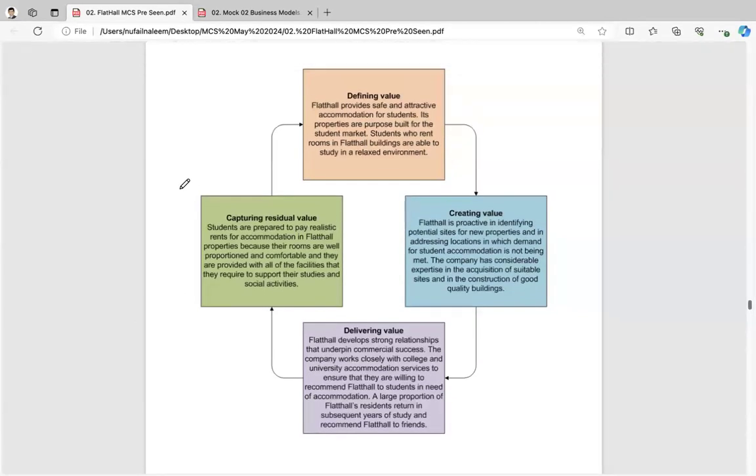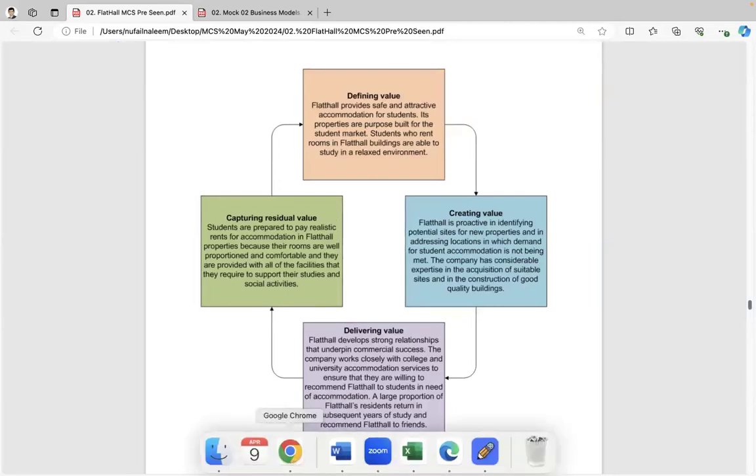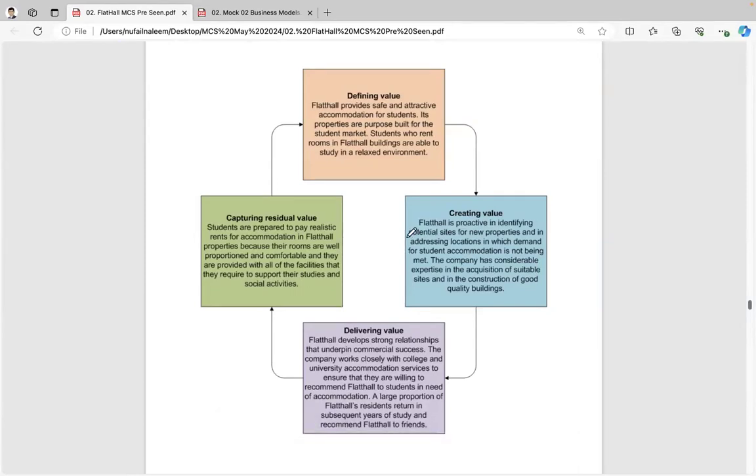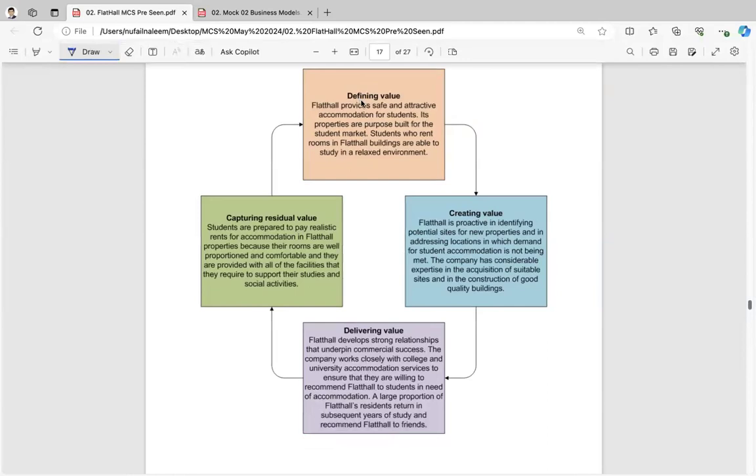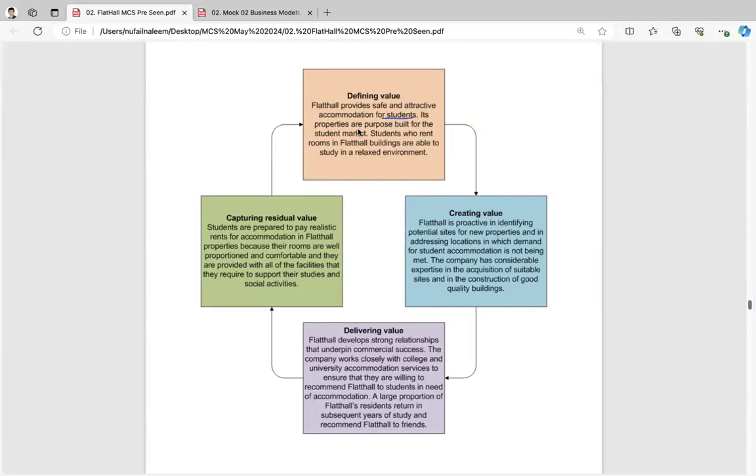Again, I am repeating this because these four headings are very important. You need not repeat the sentences in the examination, but you have to integrate them in a proper order. Now, observe here: defining value. FlattHall provides safe and attractive accommodation for students. Understand it very well: the target audience here is students, and its properties are purpose built for the student market. Students who rent rooms in FlattHall buildings are able to study in a relaxed environment.